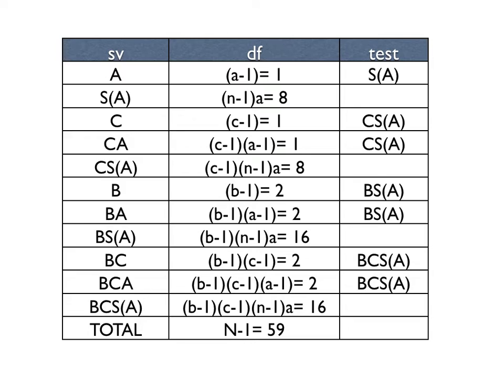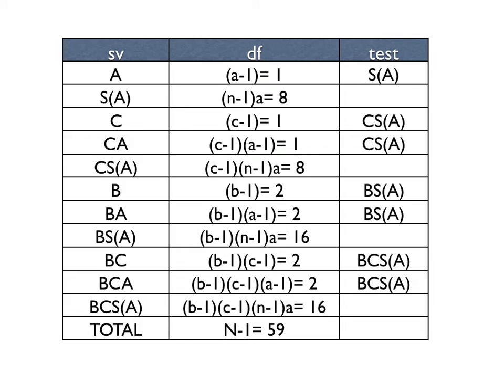Why is C minus 1, 1? Aren't there 3 C's? No, there's 2. C1 and C2. There's 3 B's. Oh, right. I'm looking at the wrong one.